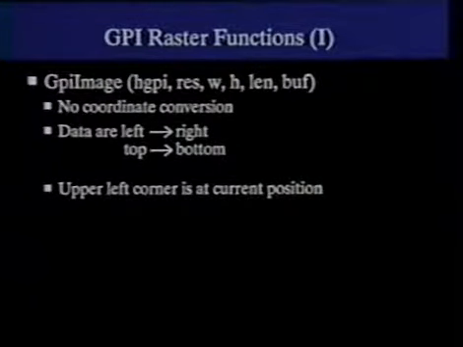No coordinate conversion is implied in the image function itself, albeit the data may be transformed as they come out of a segment, for example, if they went into a segment, through the model transform onto the device. There may be some form of transformations applied. The data are defined in the image buffer from left to right and from top to bottom. And the upper left-hand corner of the image is placed at the current location at the time the GPI image call is made.